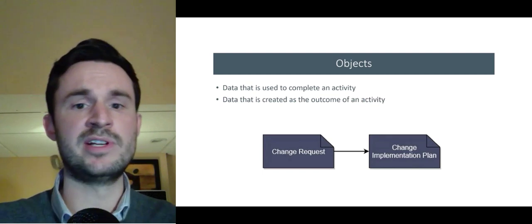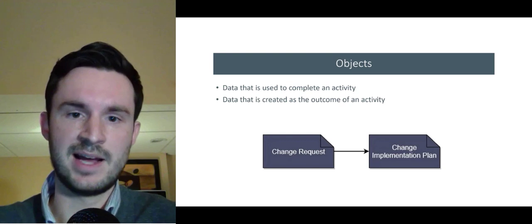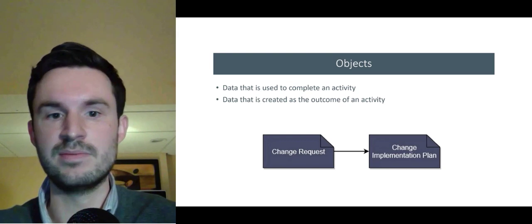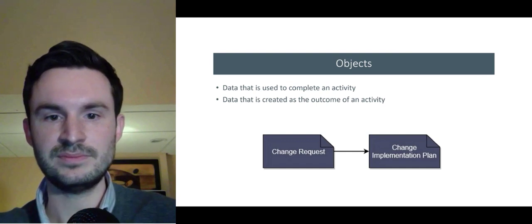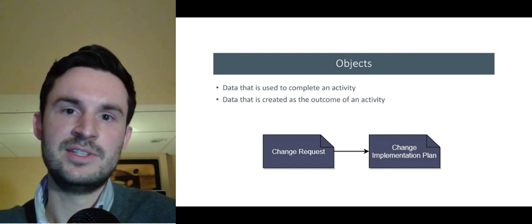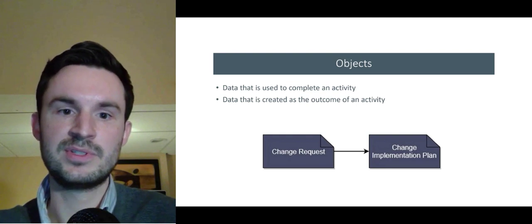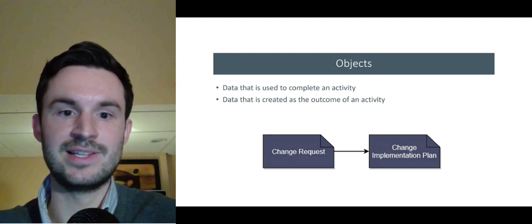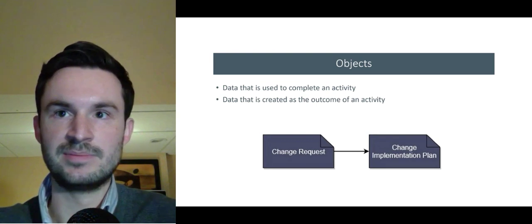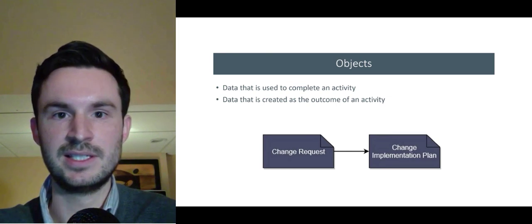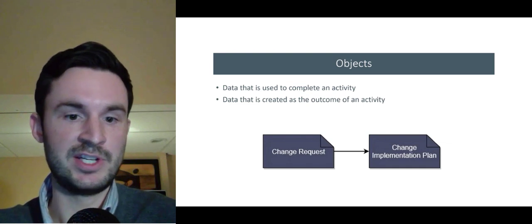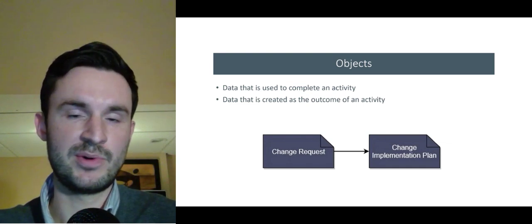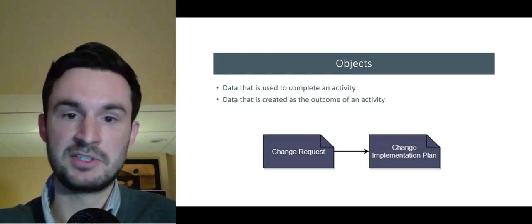So the third key component that was outlined is objects. What are objects? People call these artifacts, people call these deliverables, and at a very high level, these are just pieces of data that are used to execute the process, pieces of data that are needed to finish that process. So this could be a form, a template. In the case of our process example, we have a change request. That change request might be a Microsoft Word document.